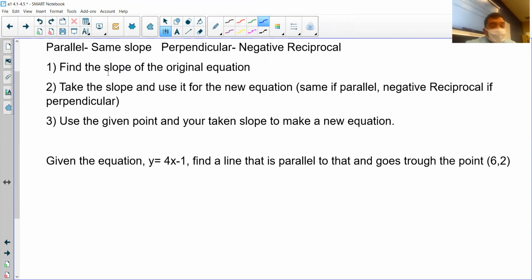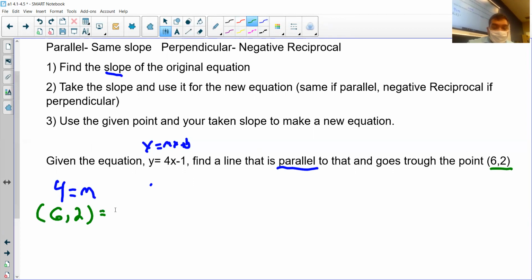The slope here is going to be, this is y equals mx plus b. If y equals mx plus b, you should remember m means your slope, right, Ethan? Are you writing this down anywhere? So 4 equals your m. Because it's parallel, it's the same slope. We don't change it. So we have 4 equals m. And then we also have (6, 2) as our x and y.